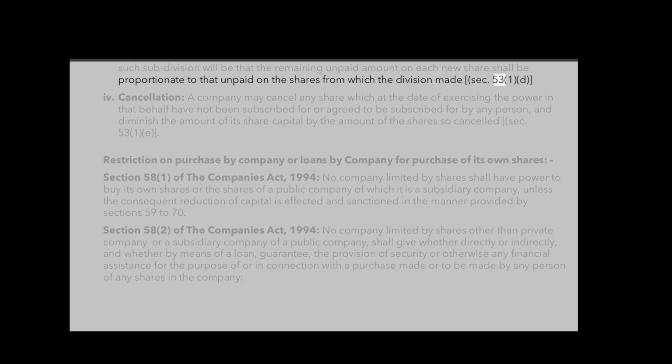Section 53, 1d. 4. Cancellation. A company may cancel any shares which, at the date of exercising the power in that behalf, have not been subscribed for or agreed to be subscribed for by any person, and diminish the amount of its share capital by the amount of the shares so cancelled. Section 53, 1e.